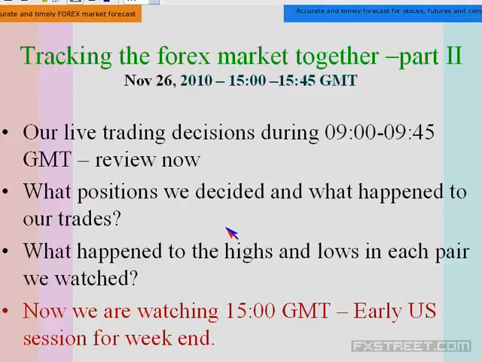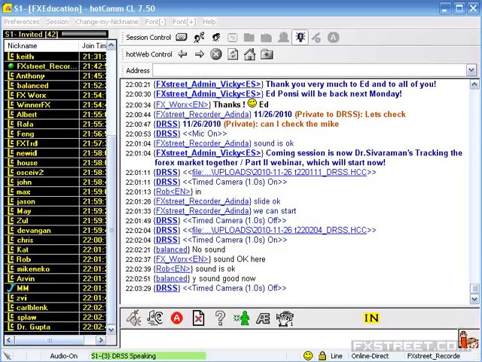So I'll be highlighting what happened to that particular trade, and also before that I will just look into the live market code page and explain to you what happened to the currencies, what happened to the highs and the lows from the European to the US session. Then also I'll explain with regard to the position I had taken, then suggest a new position for this particular session. So let me focus the camera over the live market code page.